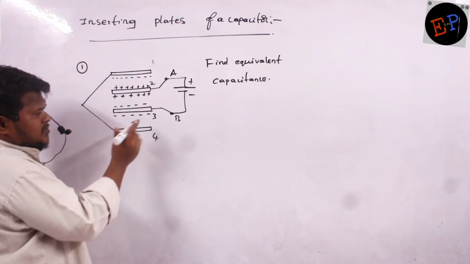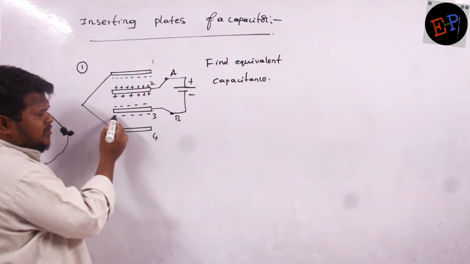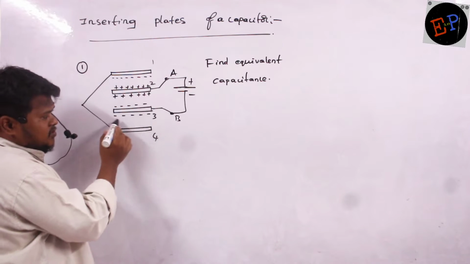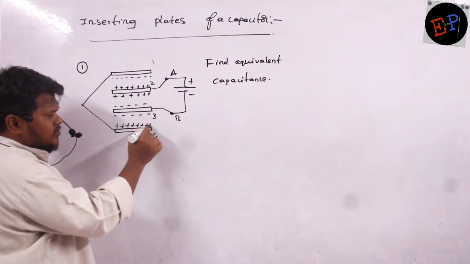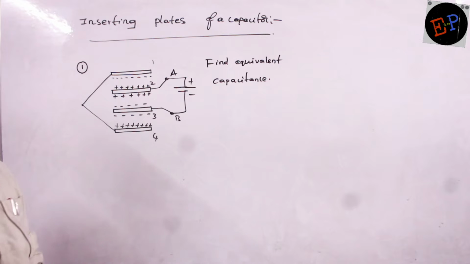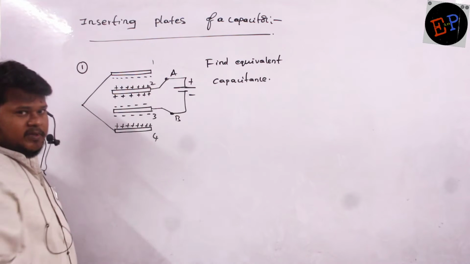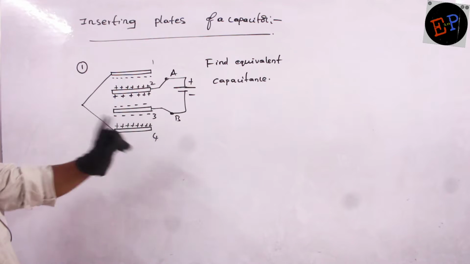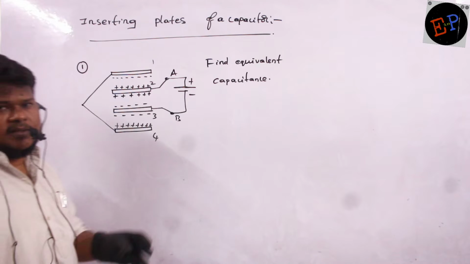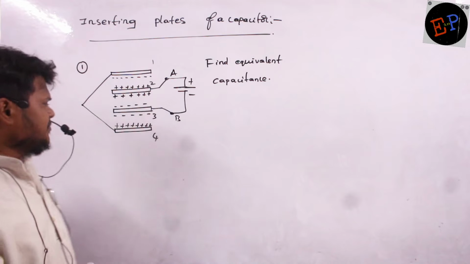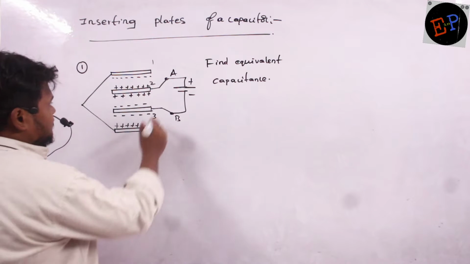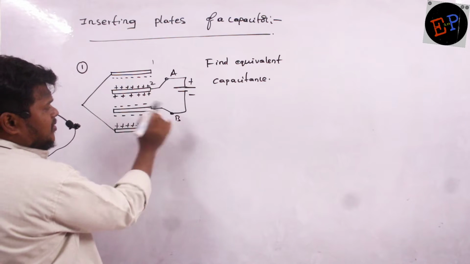Clear, no? Similarly, here you can find the third plate is negatively charged. So because of these negative charges, you can find positive charges induced on the fourth plate. Clear, no? So this is the total arrangement. Now we have to draw an equivalent circuit so that I can simplify this circuit and calculate the equivalent capacitance. So I will start from A and end up at B.